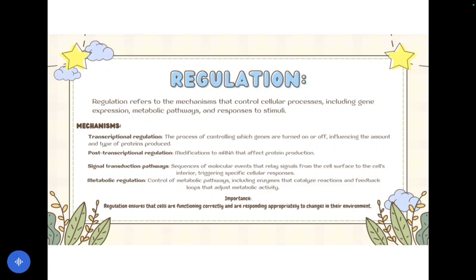Okay, so regulation is important because it ensures that cells are functioning correctly and are responding appropriately to changes in their environment. That's all for my part.